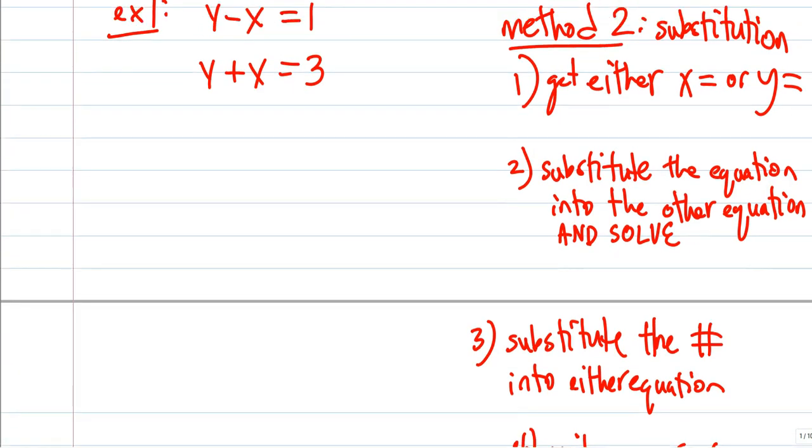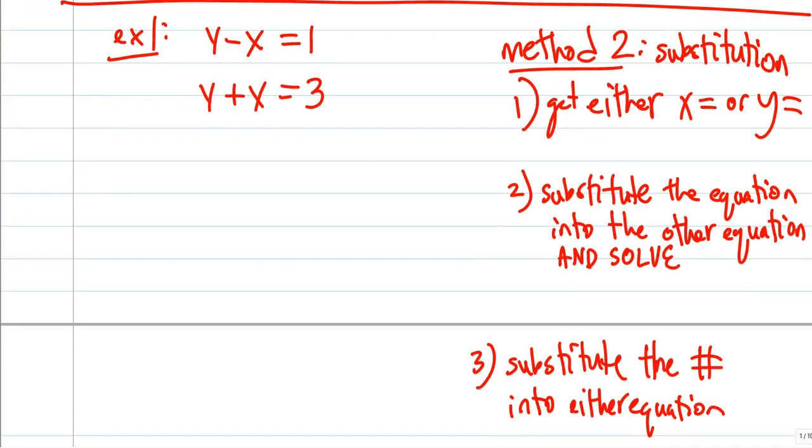Method 2. Now technically this won't show up until the next section, but I like this one example, how it's really easy to show all three. So I'm going to go through all three. Let's start with this. To use method 2, it's called substitution. We want to get either x equals or y equals. So I'm going to look at both of these equations, and I want to solve for either x or y.